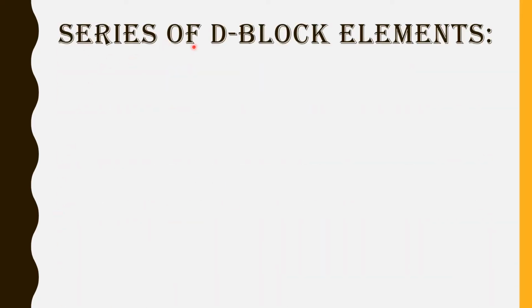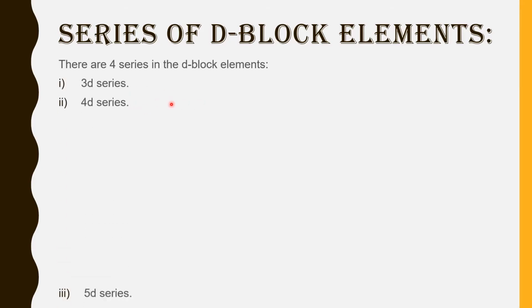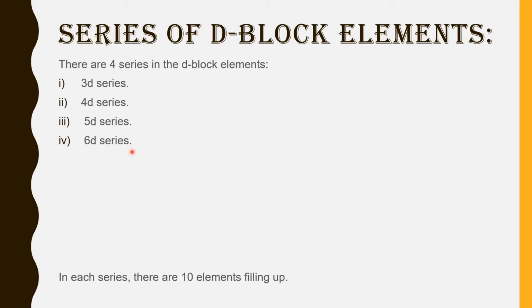Now we are going to see the series of D block elements. As we all know, there are four series in D block elements. They are 3D series, 4D series, 5D series and 6D series. In each of the series there are 10 elements present except 5D and 6D. In 5D and 6D the first element belongs to F block elements, that is lanthanum and actinium. Now let us see the elements present in these series.